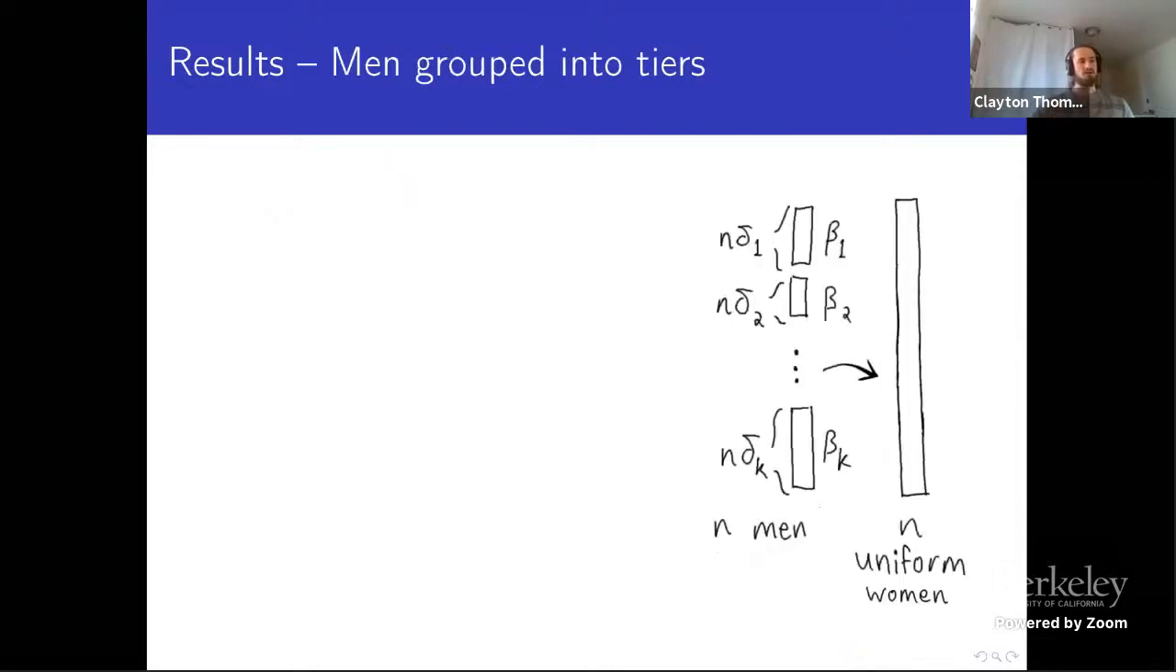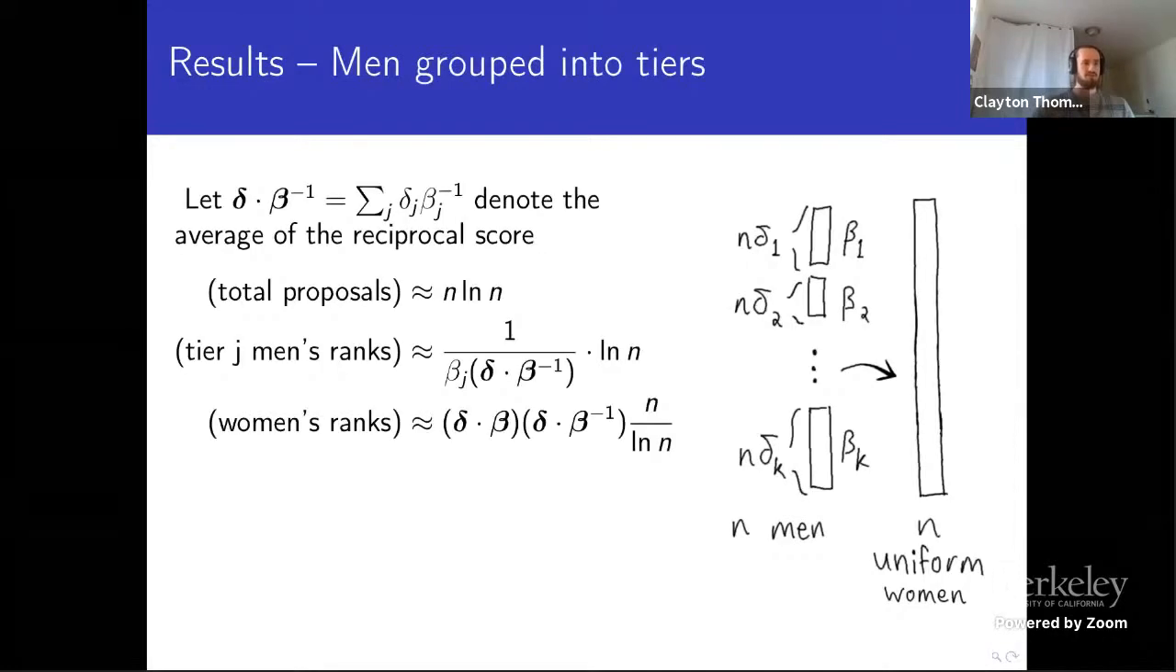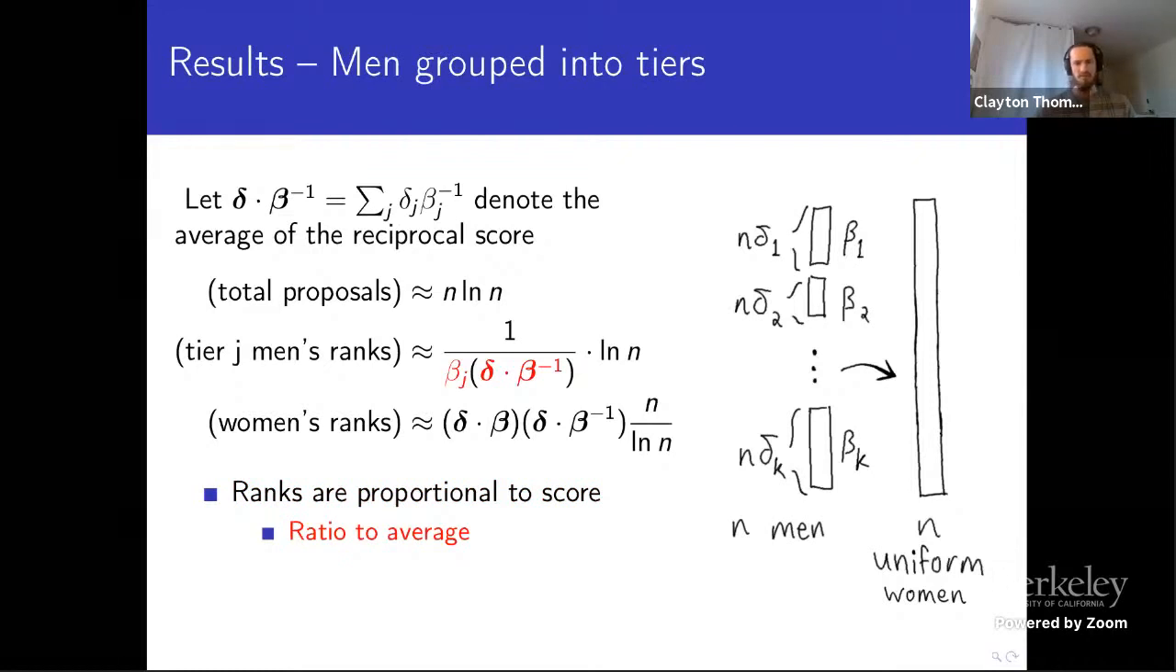When the men are organized into tiers, the ranks end up being given by this expression. These are all in expectation. And again, this matches the uniform market up to constants. And again, ranks are inversely proportional to score. But here, men have to worry about a little more. Their tier setup, the tier fractions delta, do factor into their type. And they sort of have to worry about the ratio of their score to the average, or more precisely, the ratio of their inverse score.